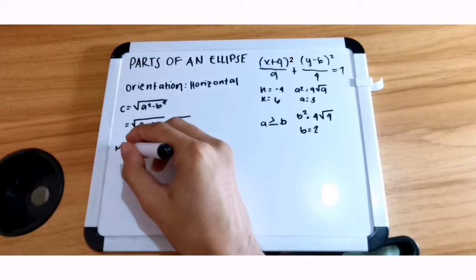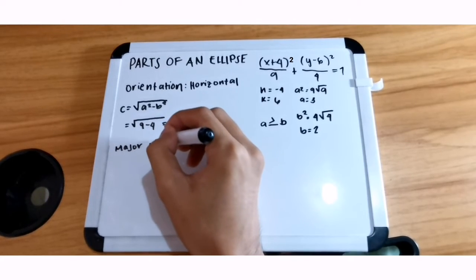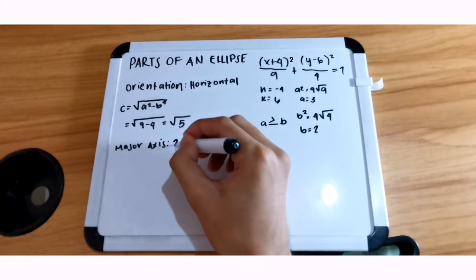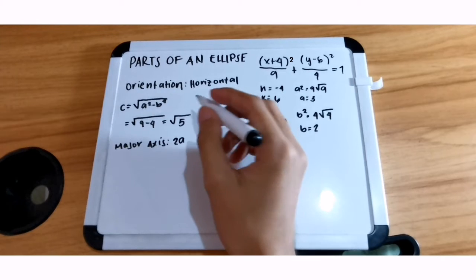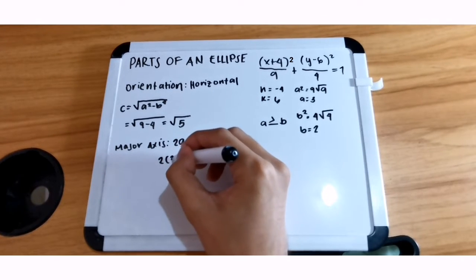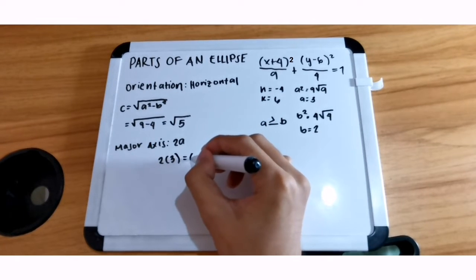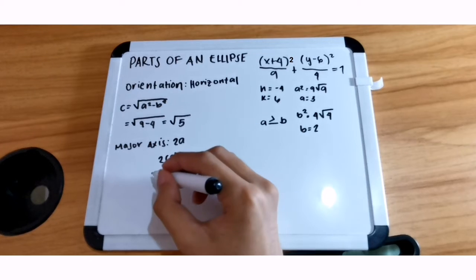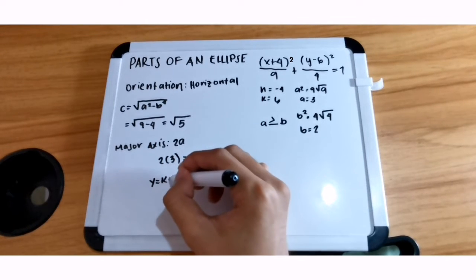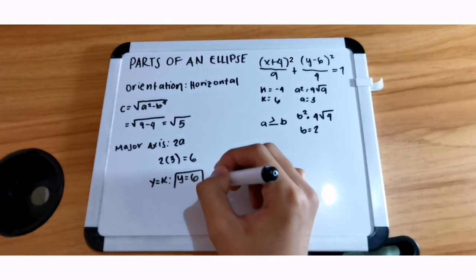To get for the major axis, kukunin natin si length. So the formula of length is 2a. Since 2 is constant, kukunin natin si a, which is yung 3. So 2 times 3 is equal to 6. So next is equation. So the formula of equation is y is equal to k. So get the value of k. So ang value ng k natin is 6.